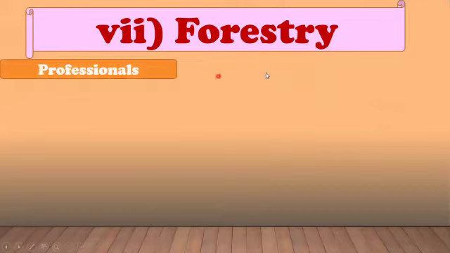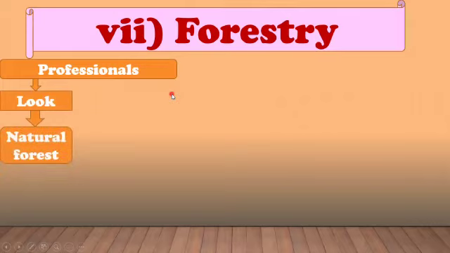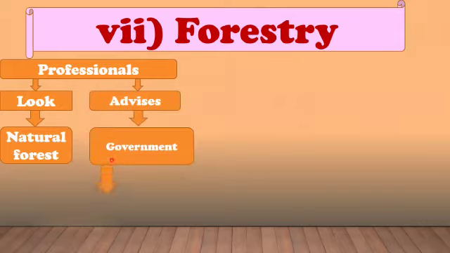As you can see from the name, the professionals who adopt forestry are going to study about the forest. In forestry, the professionals work in two ways. First, they look after the natural forest, those forests that are naturally present in nature. Plus, they also advise the government to plant and grow the artificial forest.